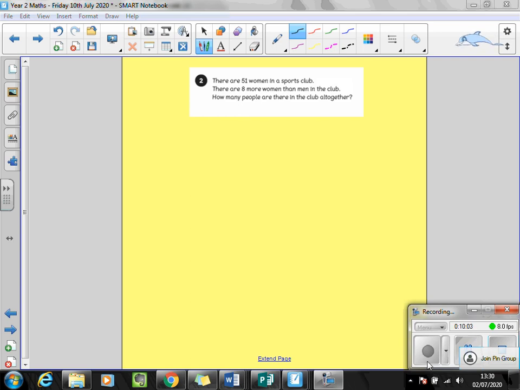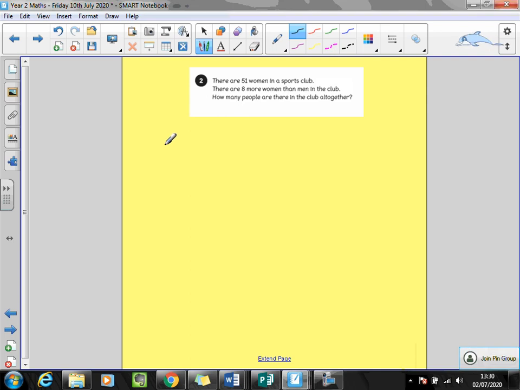Okay, so just like the last question, we have to find out how many men there are in the club before we can work out how many there are in the club altogether. So we know there are 51 women in a sports club, and we know there are 8 more women than men. So we're going to subtract the 8 more women than men to give us the total number of men. Now 51 take away 8. You can either do with column subtraction if you wish, or you should be using your knowledge of numbers here, and you should know that the answer is 43.